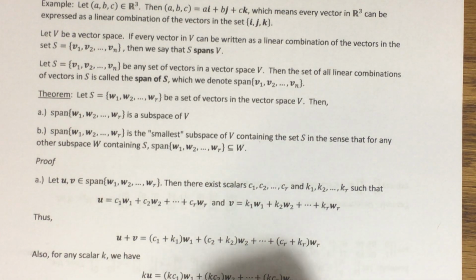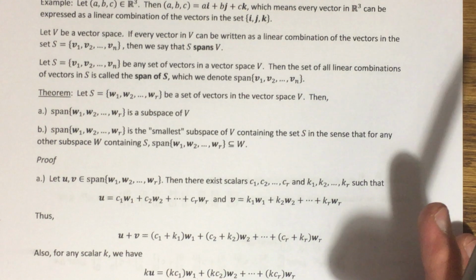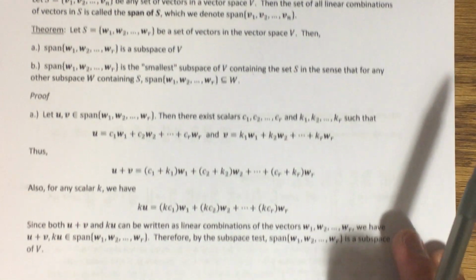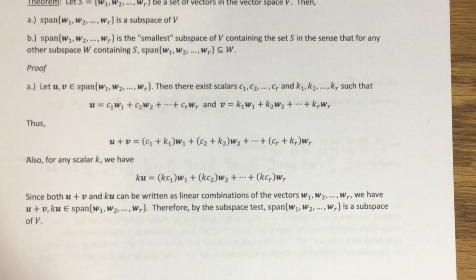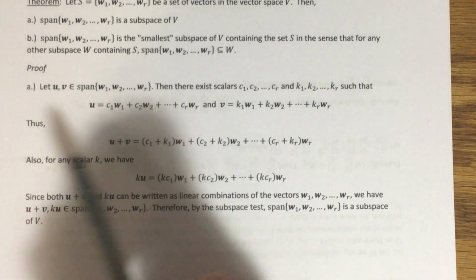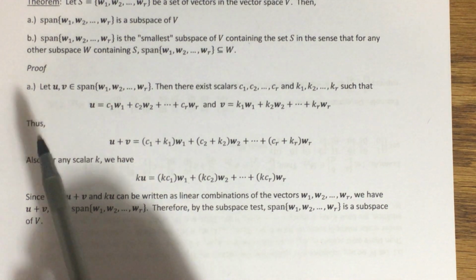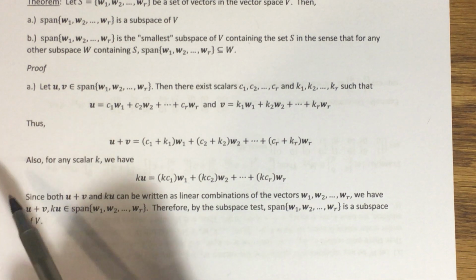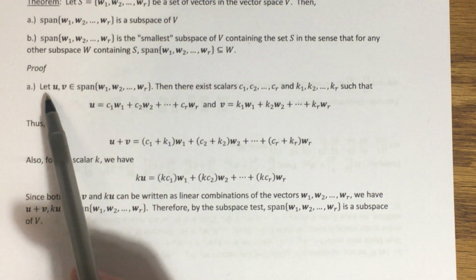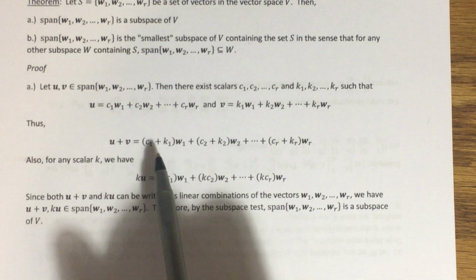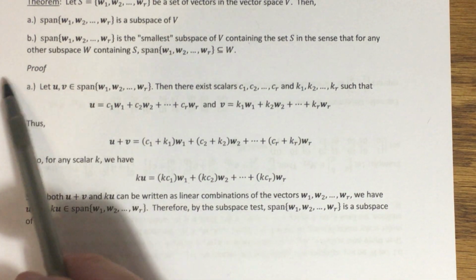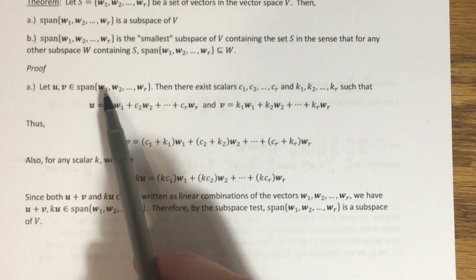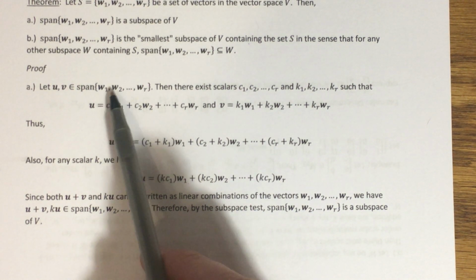Starting with part A, we need to show that something is a subspace of a vector space V, and that's where we have our subspace test. Remember, we need two things. One, we need to know that the set is non-empty, and two, we need to know that it has closure under both operations. So first of all, this proof actually leaves out the verification that it's non-empty, so I should include that, but I'll do that part verbally. Is the span of this finite set of vectors non-empty?